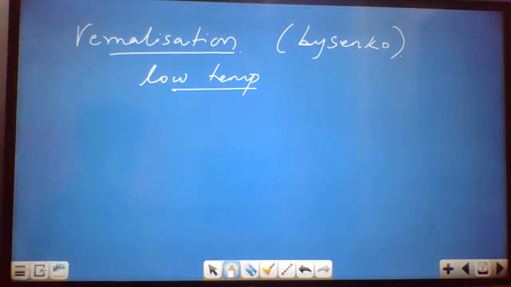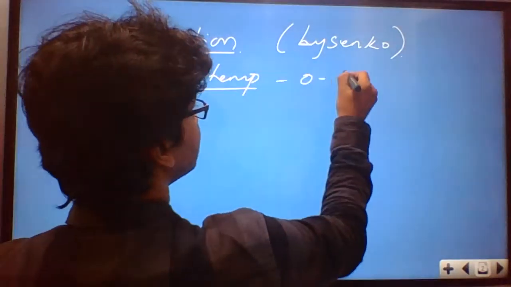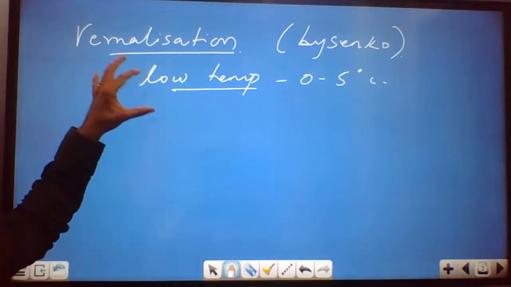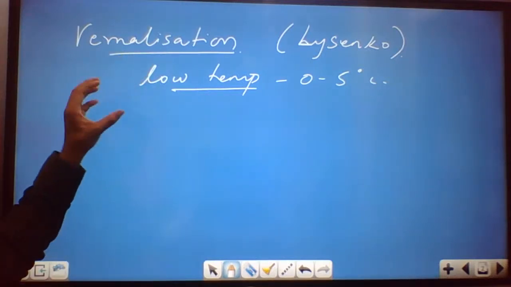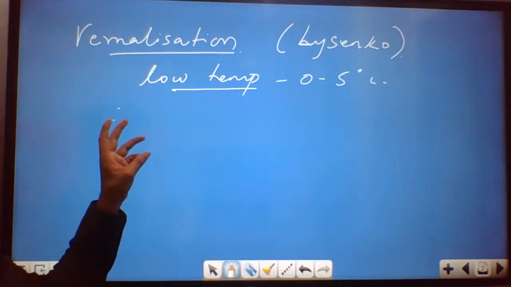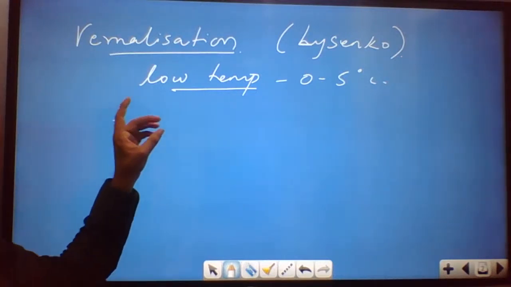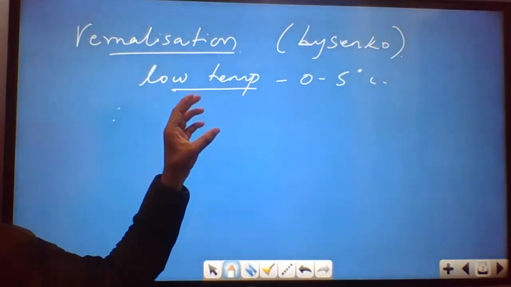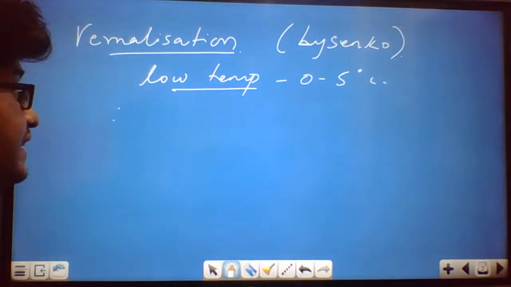As you said, exactly, 0 to 5. Here the temperature is 0 to 5 degrees C. This is the temperature to which the plant is exposed. So this is the condition. What conditions are necessary for vernalization? Aerobic conditions are required, water is required, and proper nutrition. You need to provide proper nutrition, and the cells should also be actively dividing. That is very, very important.